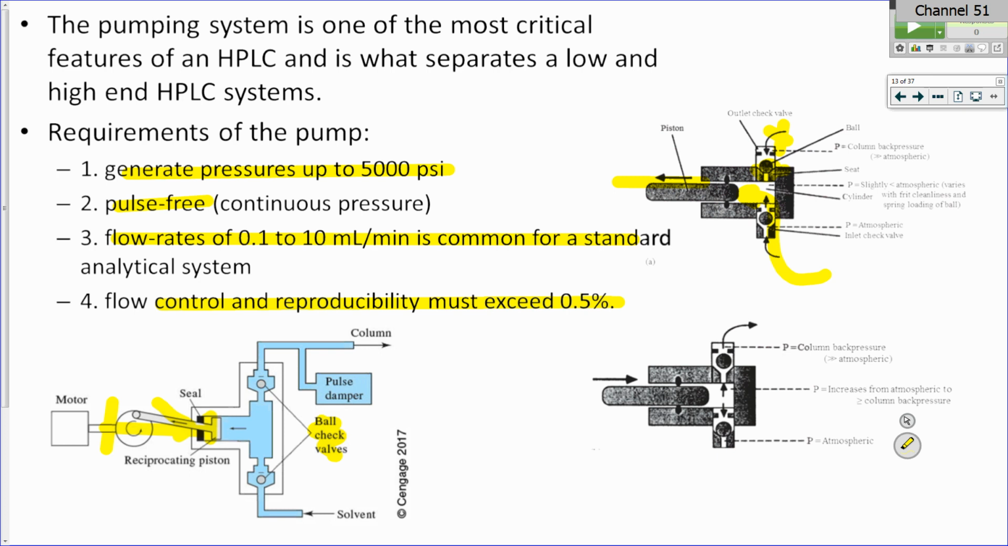Then as the piston goes in the forward direction, as this one comes out, this one goes down to the bottom. It seals off and blocks the flow from coming out. The pressure now goes onto the column. And it's continuously going forwards till it reaches an end, and then it will quickly retract and then go forwards again.